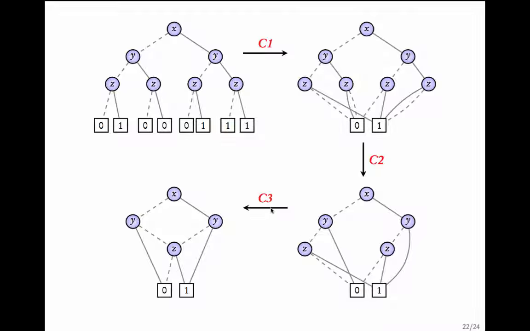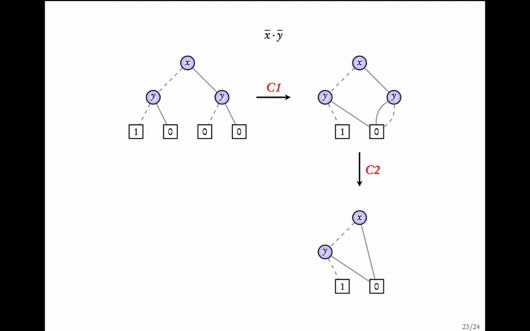And then we applied C3 to remove duplicate subtrees. We just kept one subtree to represent these two which were identical. So after applying these rules, we get the reduced BDD. Similarly here, we applied C1 first to get one representative for the leaves, and then we just had to apply C2. We could not reduce this any further. So this was a reduced BDD.